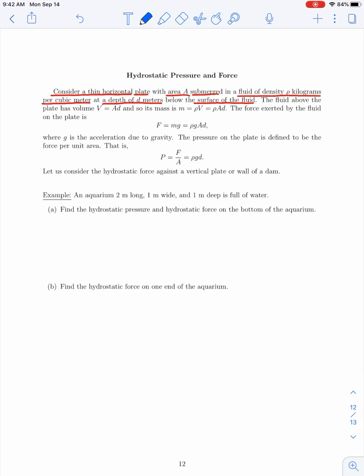So let's say that we have some fluid, maybe water, and below the surface of this water, we have some plate submerged horizontally, so that is parallel to the surface of the water, and its area is A. So if we consider a little cylinder of water that is above this plate, let's think about what the volume of that cylinder of water would be.